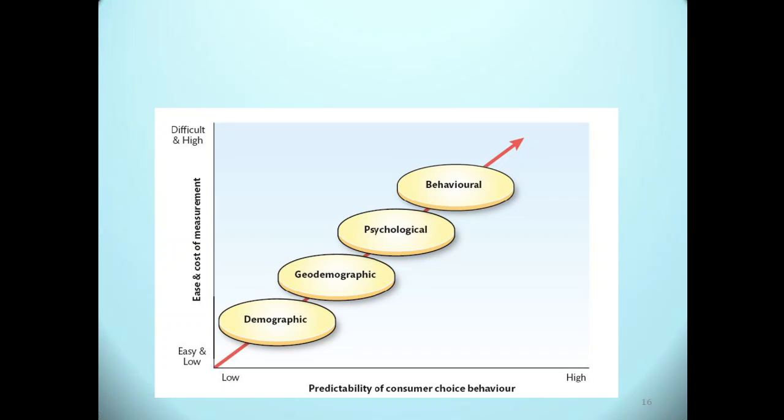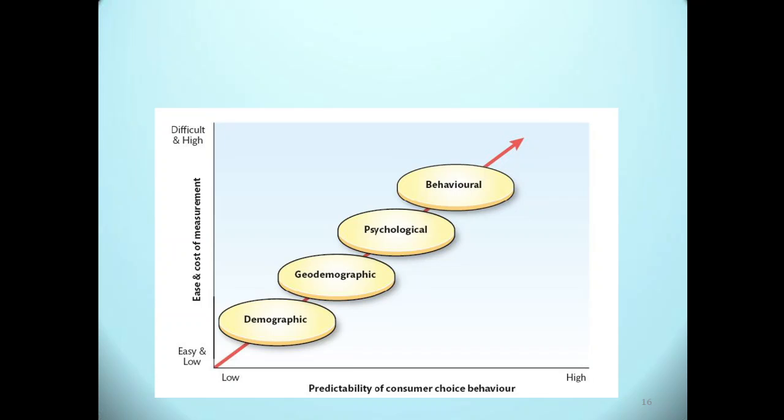It's very simple. But I'll also give you an idea of the difficulty level, if we are trying to plot in terms of ease of cost of measurement from low to high, as well as the predictability of consumer choice behavior between low to high. You'll see that demographic is very easy. And it's very easy to tell me. You can tell me what people like in Karnataka, what they don't like, what people like in Tamil Nadu, what they don't like, whether it's food choice or clothing choice.